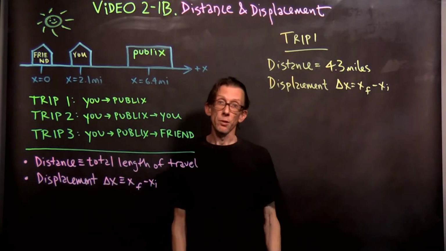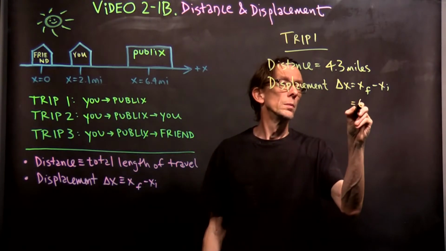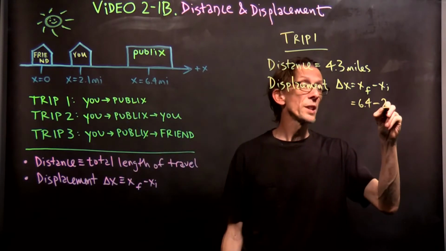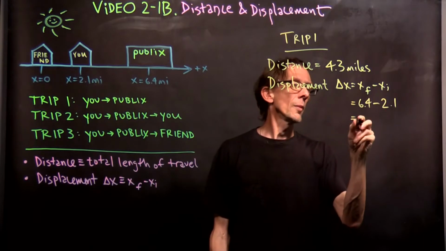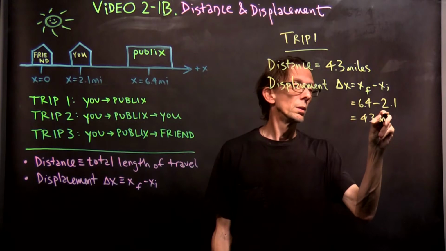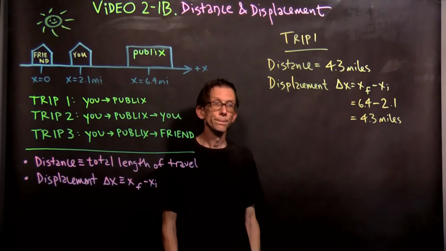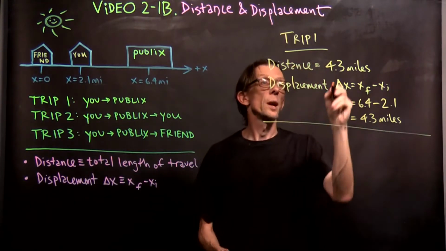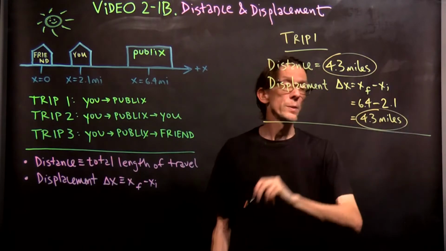minus your initial position. Well, what's your final position? It's 6.4. Your initial position is 2.1. So it comes out in this case to be exactly the same. It is 4.3 miles. Okay. So trip 1, we got the same thing. A distance of 4.3 miles, a displacement of 4.3 miles.